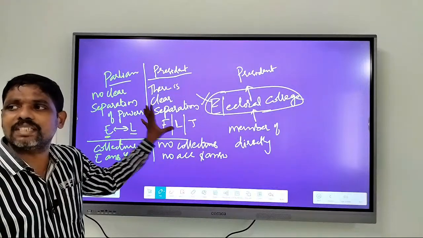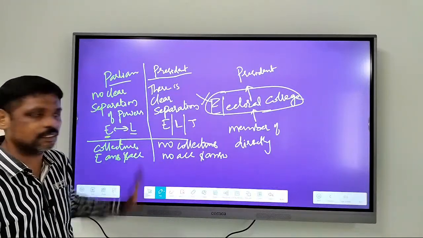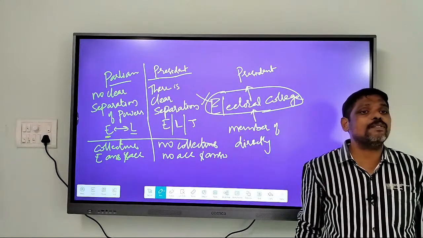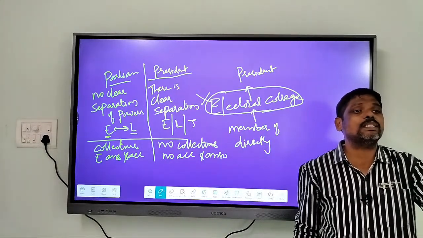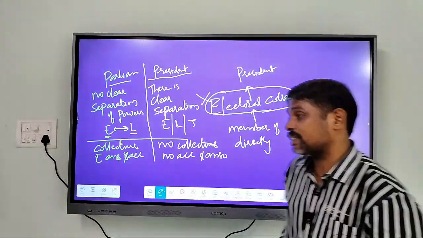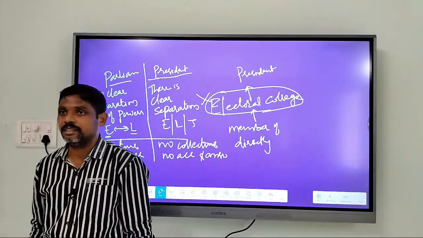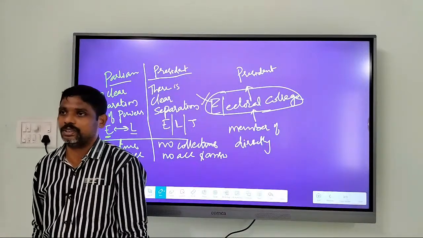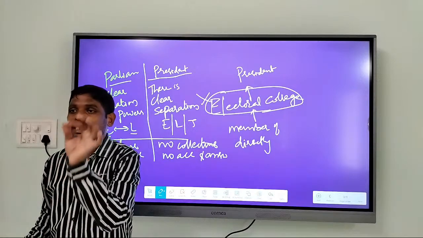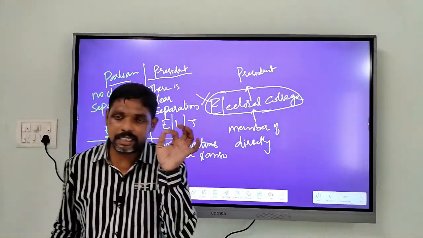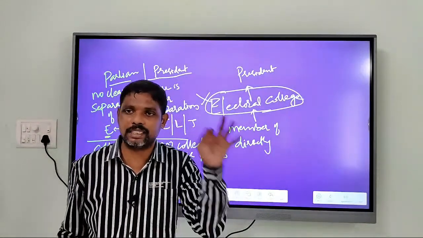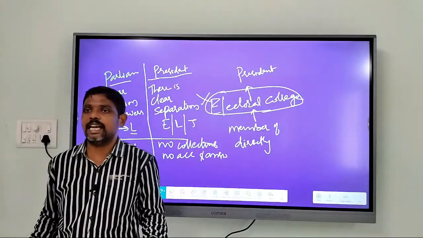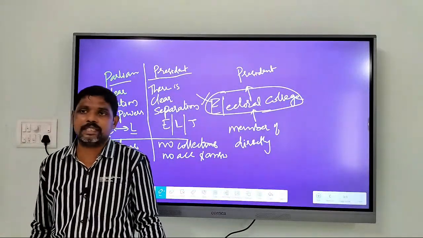So this is the basic difference between the presidential form of government and the parliamentary form of government. The main principles are separation of powers and collective responsibility. This question was asked in mains 3 times in the last 8 years: the working of separation of powers in India and compare it with other constitutions. This concept of separation of powers is clearly mentioned in our syllabus of paper 2, so every UPSC aspirant should be clear about the working of separation of powers.